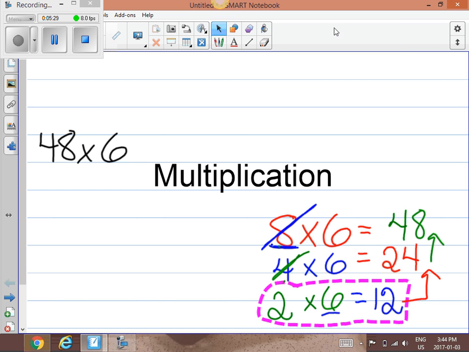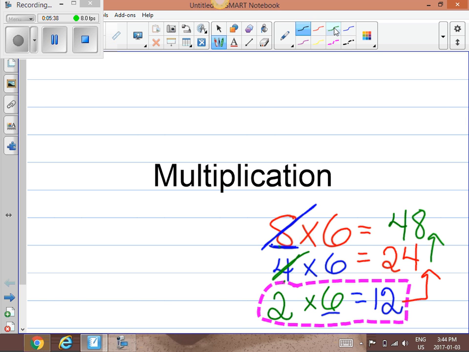So I'm going to do one more as an example, keeping in mind that this will only work for the multiples of 2 or even numbers, but we do have strategies that I'll show you a little bit later on in the video series that should make this a little easier. So let's try that 48 times 3.